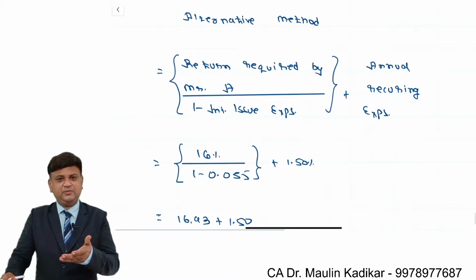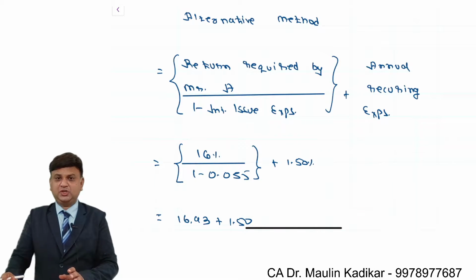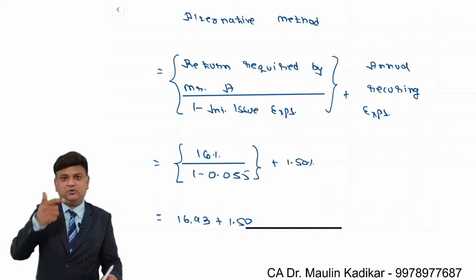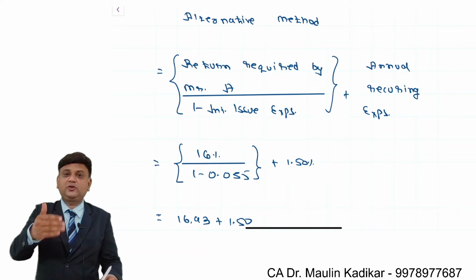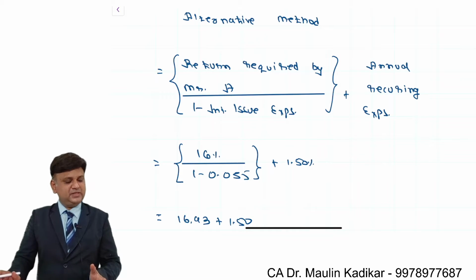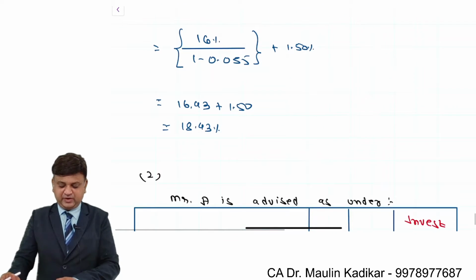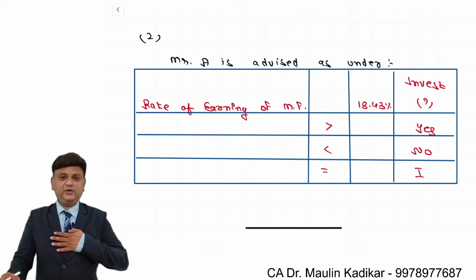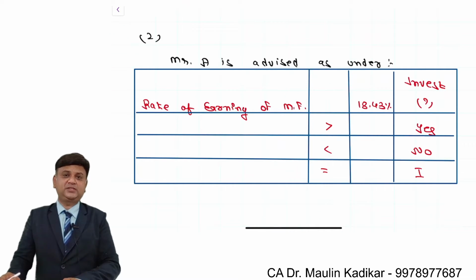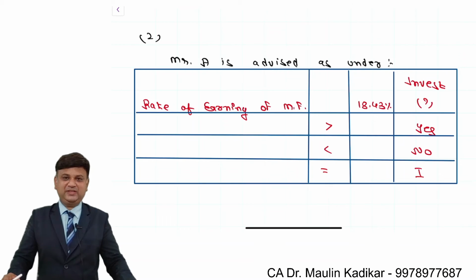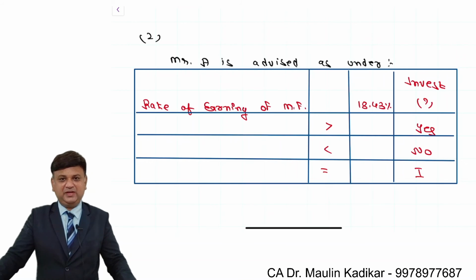There is an alternative method wherein this is a shortcut but the conceptual method. The 16% is converted into a kind of, so it has been grossed up. That comes to 16.93 plus recurring expense of 1.5, that comes to 18.43. So if at all the rate of earning of the mutual fund is greater than 18.43, make investment through mutual fund, not otherwise. This is the way we can draw the conclusion.